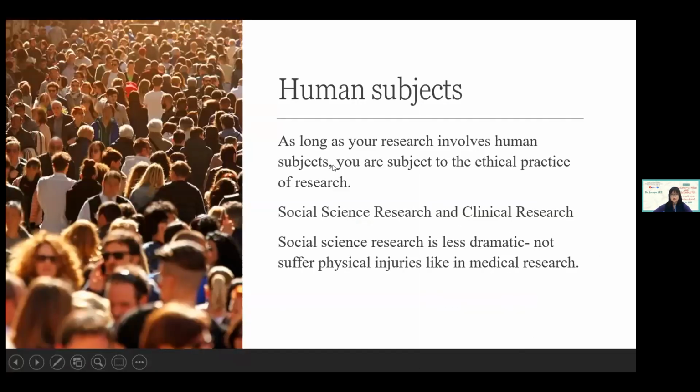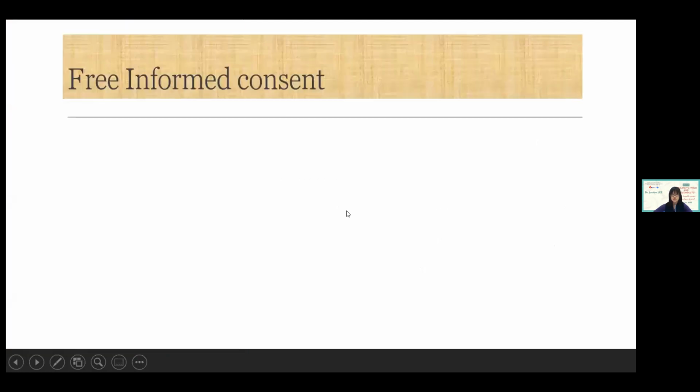Okay, this is what I want to talk about. Yeah, social science research and clinical research. So if we are the educators or students, our research most likely will be social science research. If you are from the medical studies, then your research is dealing with clinical research.